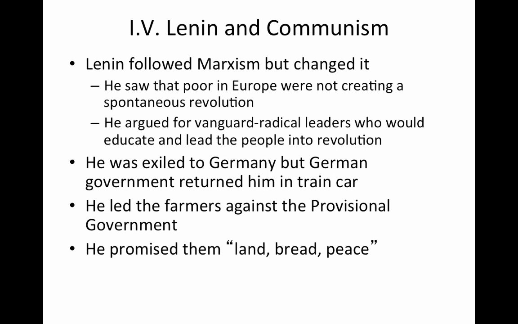Lenin was put into a sealed railroad car, he went back into Russia, and then he led a revolution of farmers against the provisional government. He promised them land, bread, and peace. By the end of this, V.I. Lenin was able to raise enough farmers that they had a successful revolution against the provisional government.